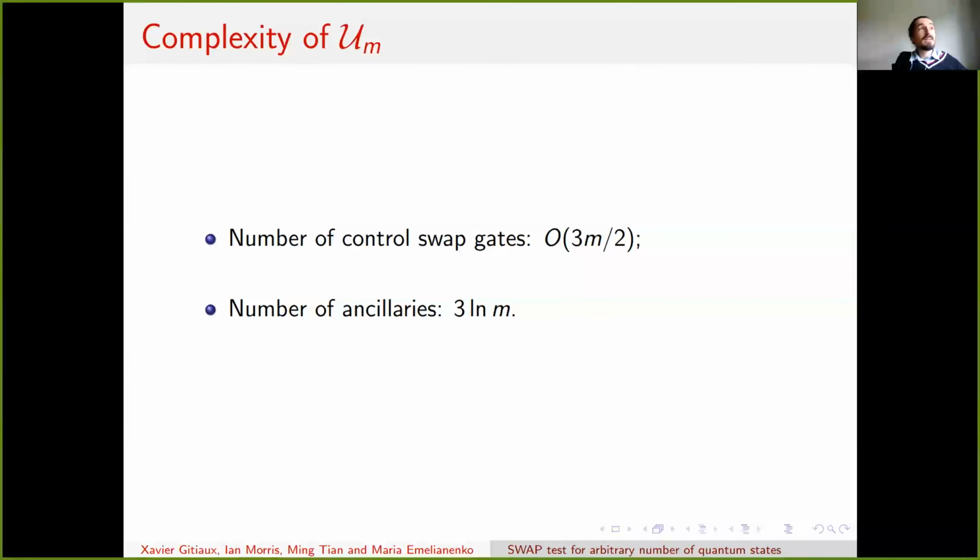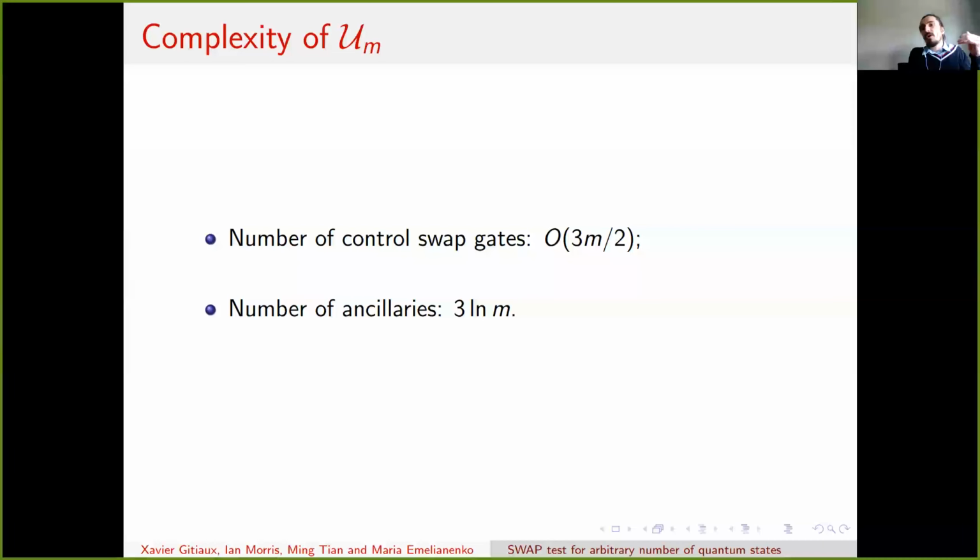And in terms of size, we show that we need 3 times log m ancillas. Remember, I told you that we want some sort of order of magnitude log m. So we are there. We can use only 3 times log m ancillas. On the other hand, we use a linear amount of control swap gates to do it. In fact, we found the exact number is 3m over 2 minus a small constant, to be precise.